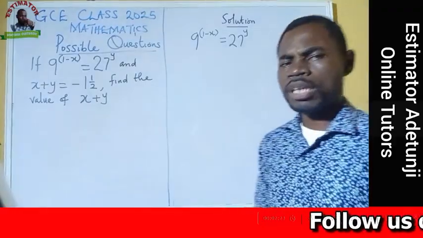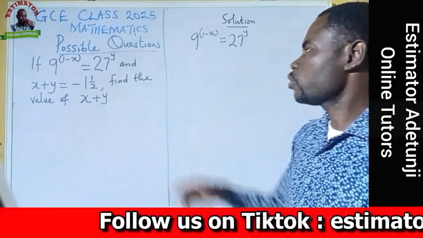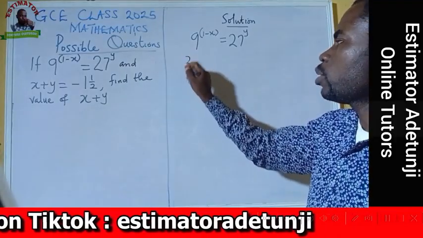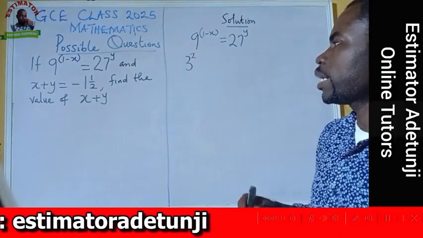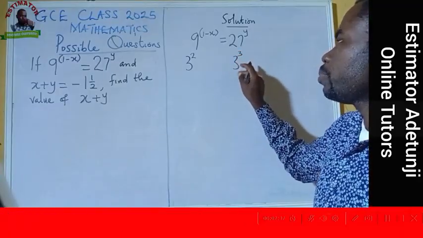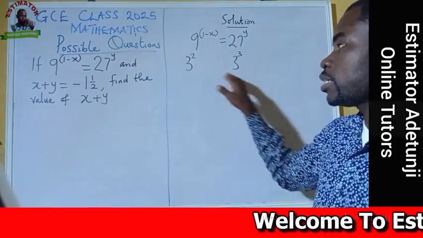So what are we going to do next? We need to think back. We can recall that we can have 3 raised to power 2 to replace 9. And likewise, we can have 3 raised to power 3 to replace 27. And from there, we can see that they have created a similar base.